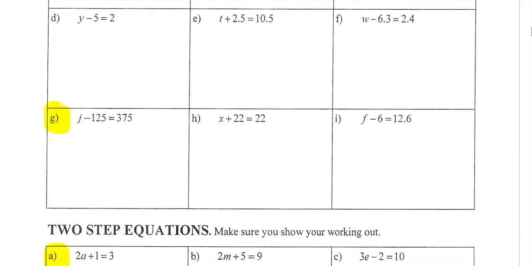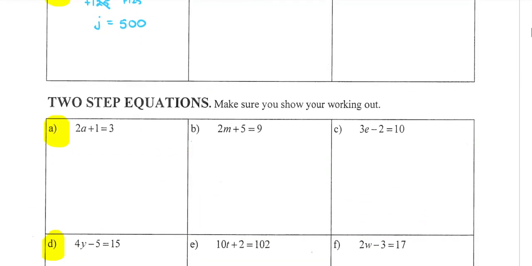Let's do another one down here. This just has bigger numbers, but it's still the same type of thing. J minus 125. The opposite of minus 125 is plus 125. Do it on both sides. So cross it off where you have the minus 125 plus 125. They cancel out. J is by itself. 25 plus 375 is 500. Okay, on to two-step equations.